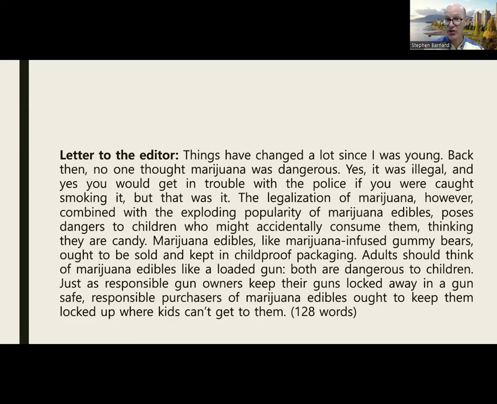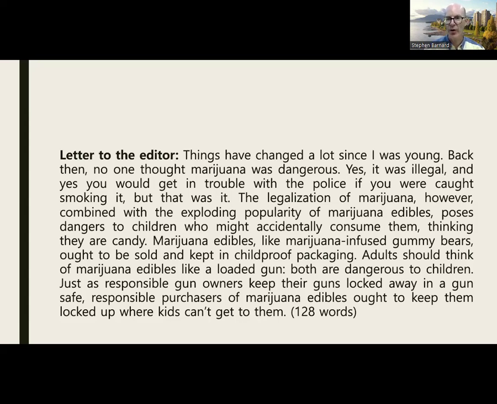If you're not aware of this issue, some marijuana edibles in the United States and Canada look like small gummy bears. So they do look like children's candies. Marijuana edibles, like marijuana-infused gummy bears, ought to be sold and kept in child-proof packaging, packaging that children cannot open. Adults should think of marijuana edibles like a loaded gun. Both are dangerous to children. Just as responsible gun owners keep their guns locked away in a gun safe, responsible purchasers of marijuana edibles ought to keep them locked up where kids can't get to them.